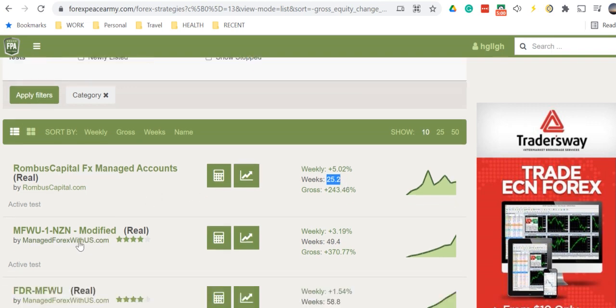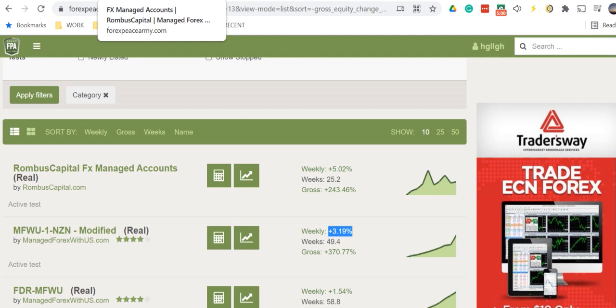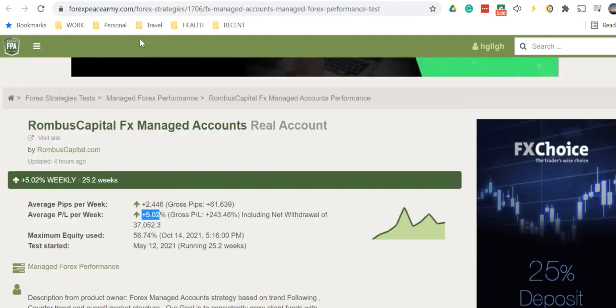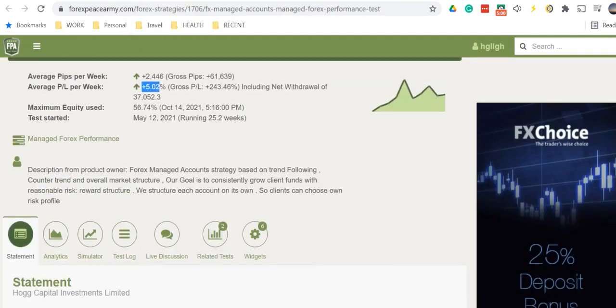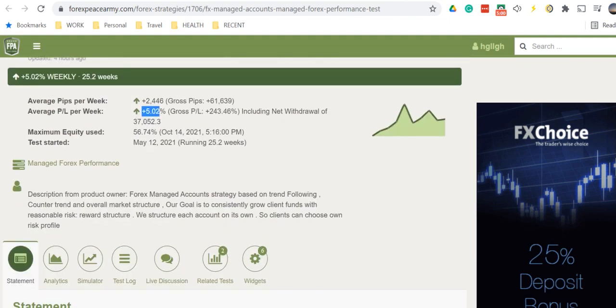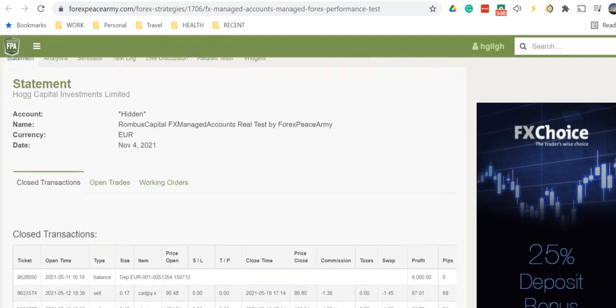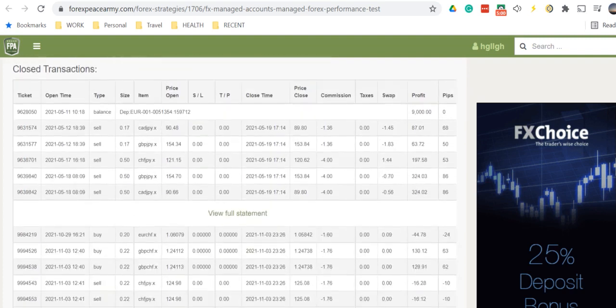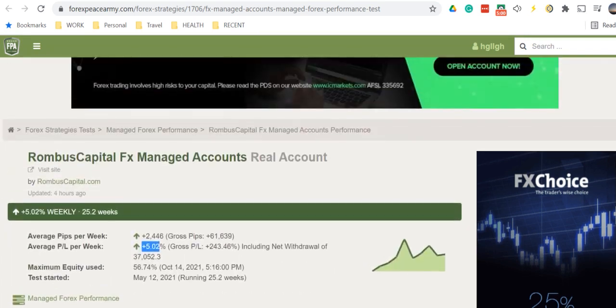I didn't include these guys, managed Forex with us, but they seem to operate as sort of, yeah, again, just a pure managed service. That's 49 weeks with 3.19%. That's pretty good as well. But so this one is pretty good, 5%, although quite sort of volatile. So on Forex Peace Army, the actual review on this, they give quite good information here about who they are and their transactions, so you can take a look at that.